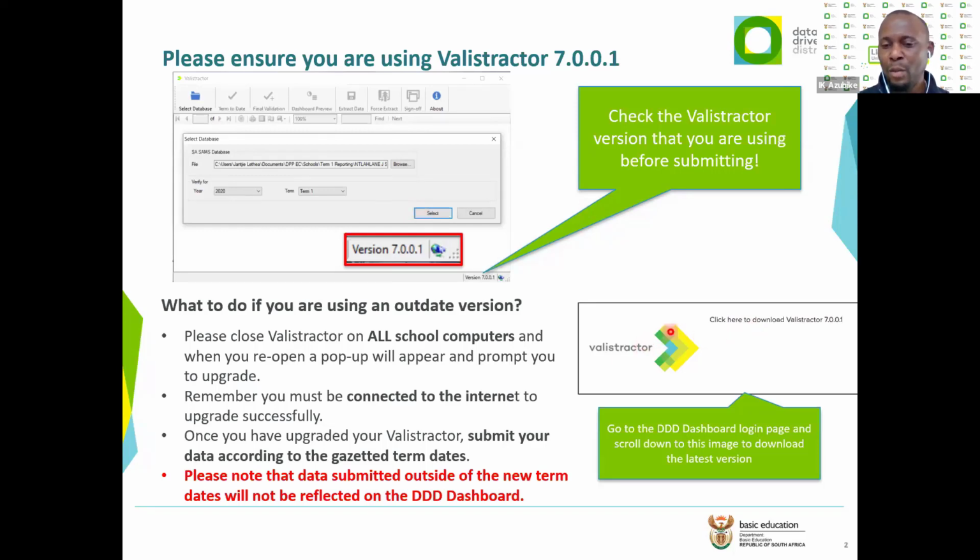When you scroll down to this point, you would see it will ask you to click and download the latest value structure, which is 7.0.0.1. If you try this and you are still having challenges, please contact your MS official or please contact the DDD help desk by sending an email to help at dbe-dashboard, one word, .co.za. We'll be giving you the information even with the phone number at the end of the session.